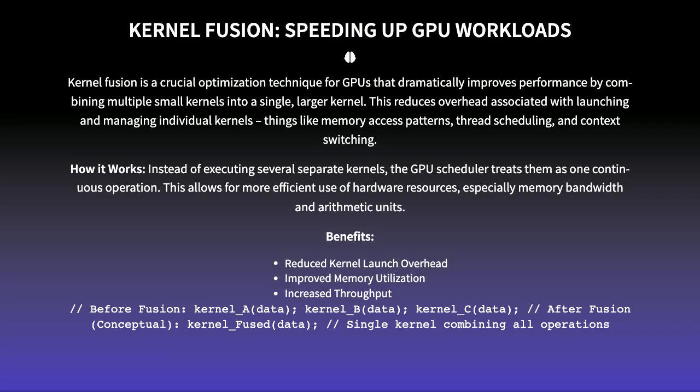Okay, let's talk about a really effective way to boost GPU performance, kernel fusion. Think of it like combining multiple small tasks into one big, efficient job. When you launch several tiny kernels, individual sets of instructions, the GPU has to spend time setting up and switching between them. Kernel fusion eliminates this overhead by treating those smaller kernels as a single, larger operation. This means less wasted effort on launching and managing each kernel individually, which translates directly into faster execution times, better memory usage, and ultimately higher throughput.